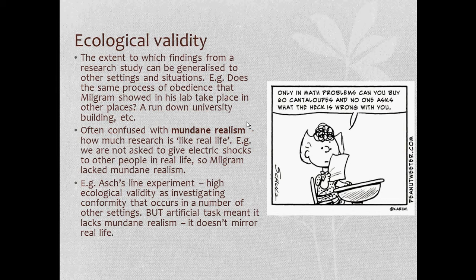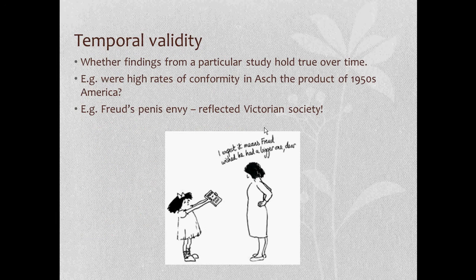Another example is Asch's experiment, which had high ecological validity again because it's investigating that process of conformity that does occur in lots of different situations, but it really lacked mundane realism because of the artificiality of the task. So there's a bit of a subtle difference between the two there, and hopefully we'll get you used to that. Right, temporal validity.